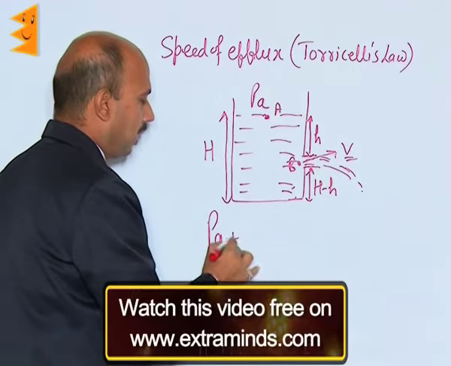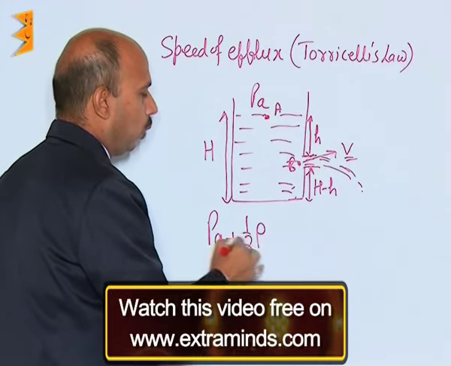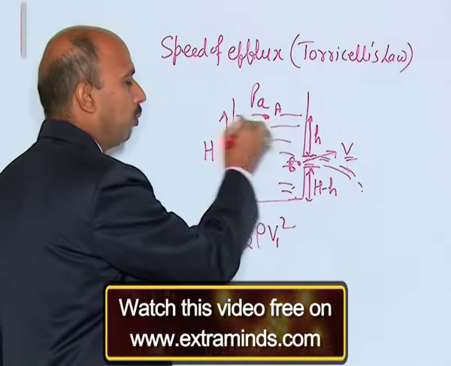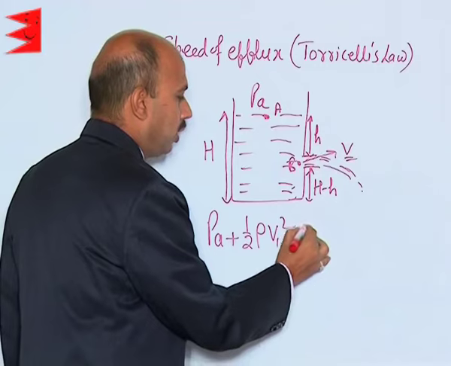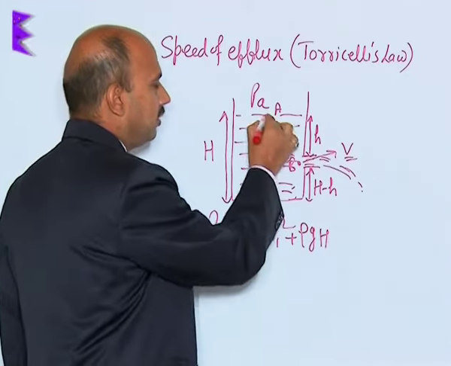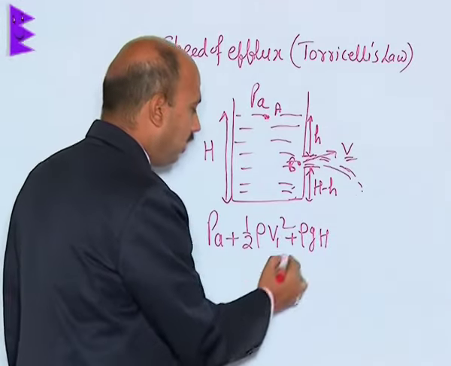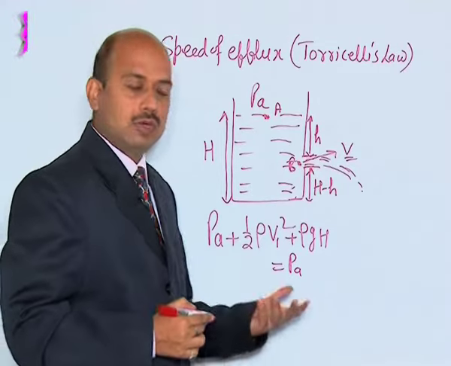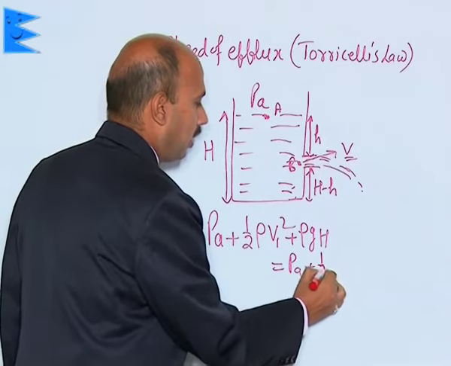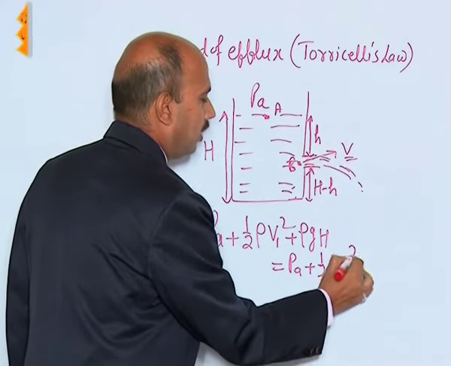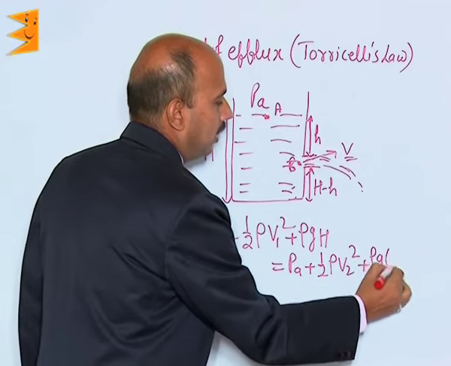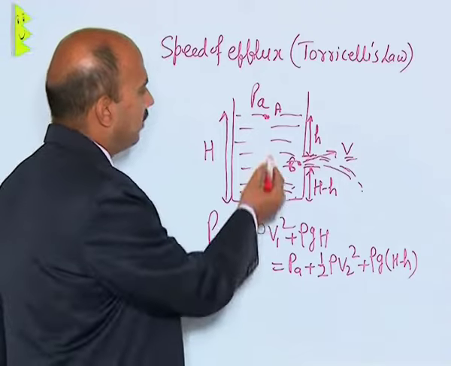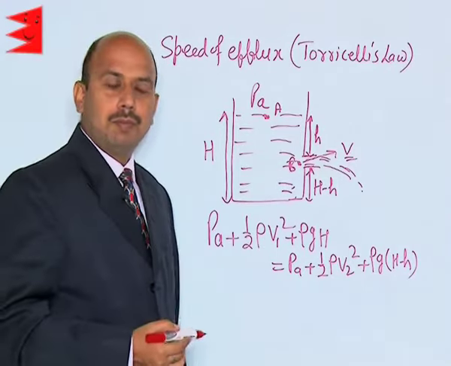So Pa plus half rho, that is the density, V1 square at this point, plus rho gH, the potential energy at point A, is equal to Pa, because it is open, so the pressure at B is also atmospheric pressure, plus half rho V2 square plus rho g (H minus h). So the total energy at A is equal to the total energy at B.